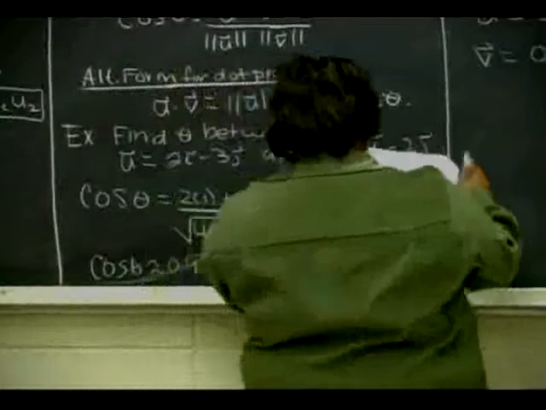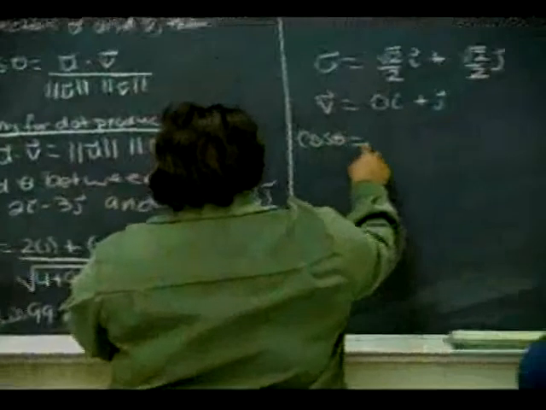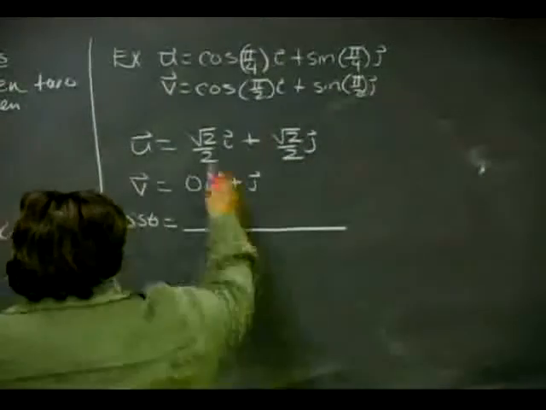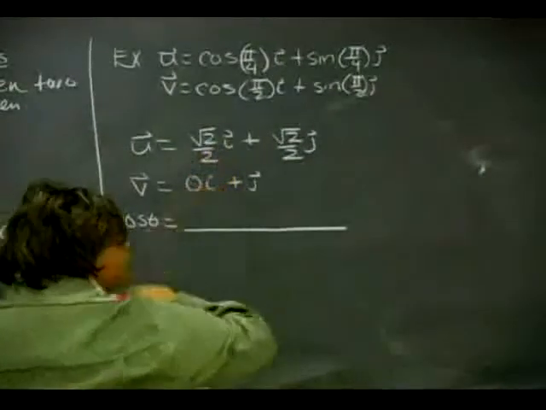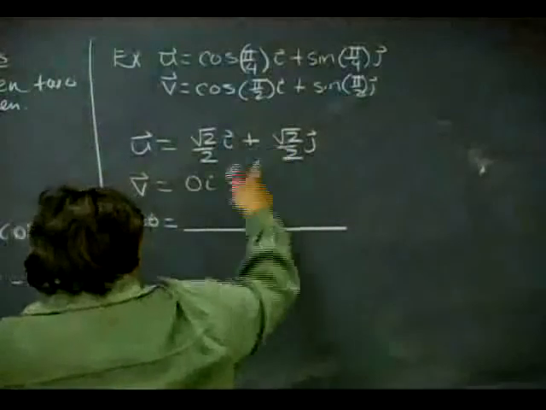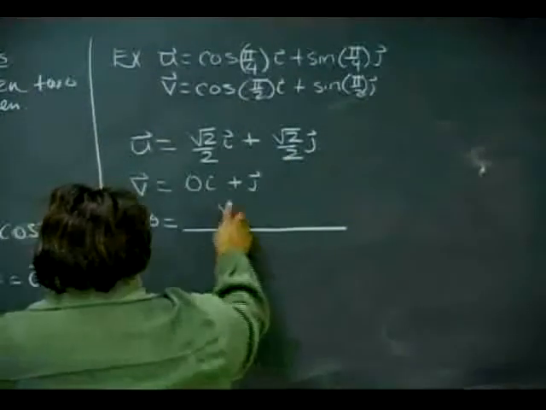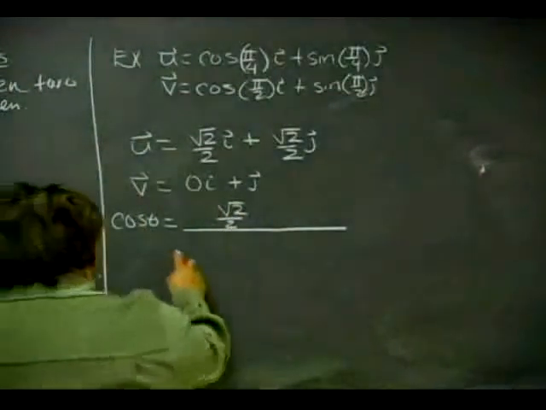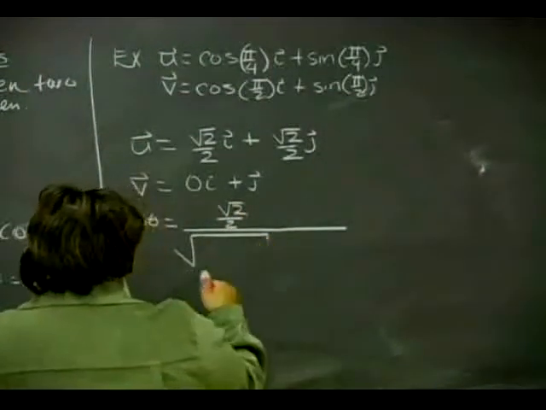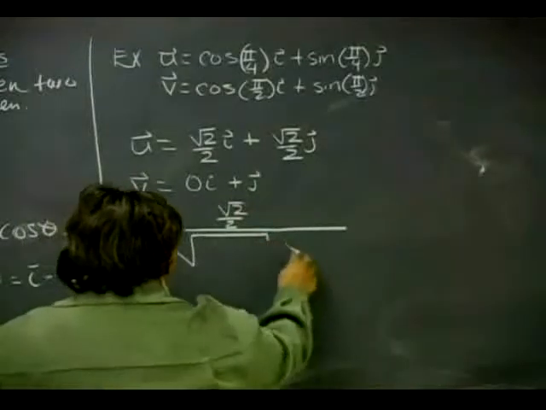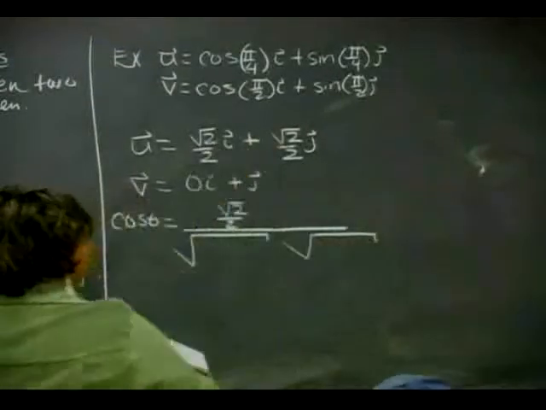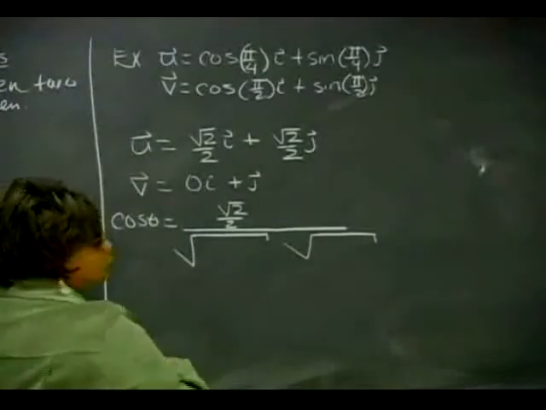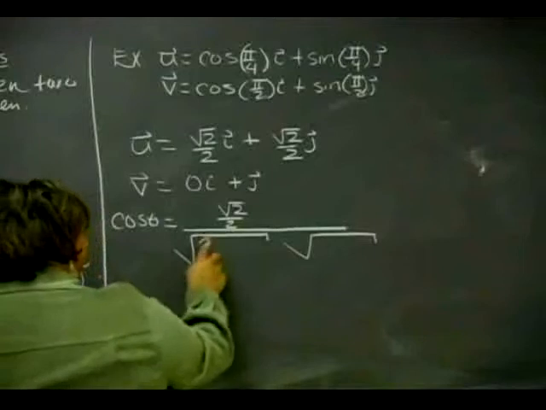So now I can find cosine theta. What is u dot v? Square root of 2 over 2 times 0 is 0. Square root of 2 over 2 times 1 leaves square root of 2 over 2. That's u dot v. Then I need the length of u, so I take the square root of what I get when I square these components. When I square square root of 2 over 2, I get 2 over 4.